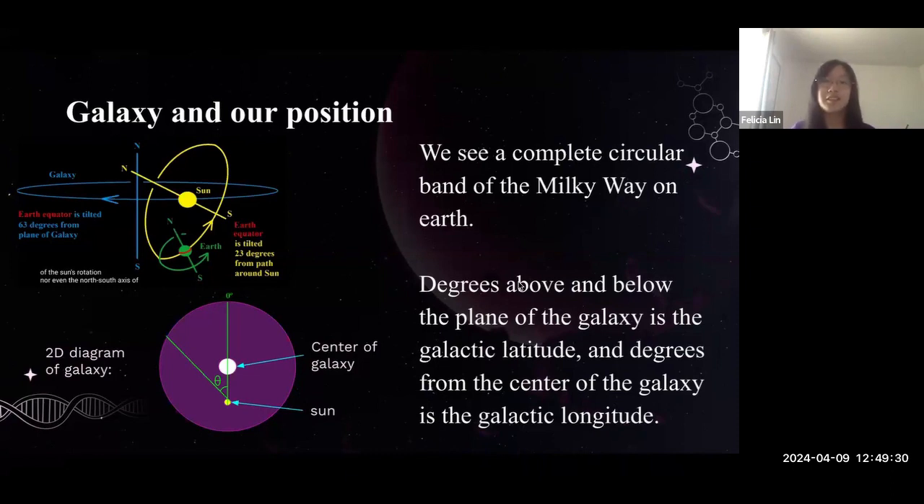The longitudinal degrees that I've been talking about is the theta shown here. If this is the center of the galaxy and the yellow dot is the sun, the theta would be the longitudinal degrees from the center of the galaxy. And the galactic latitude would be the degrees above and below the plane of the galaxy.